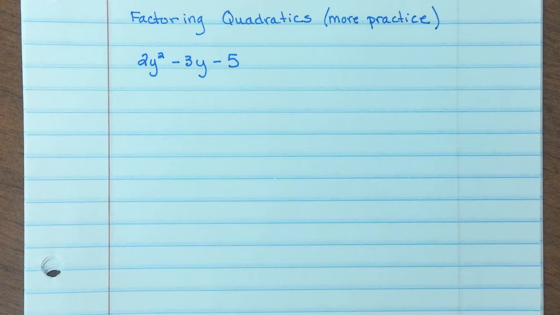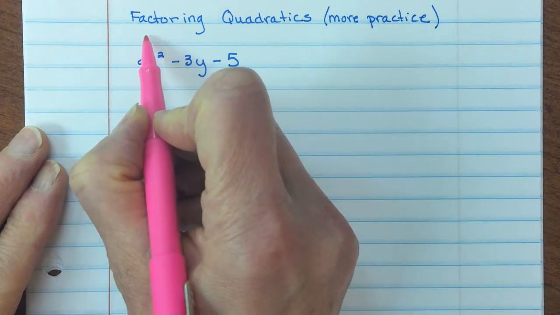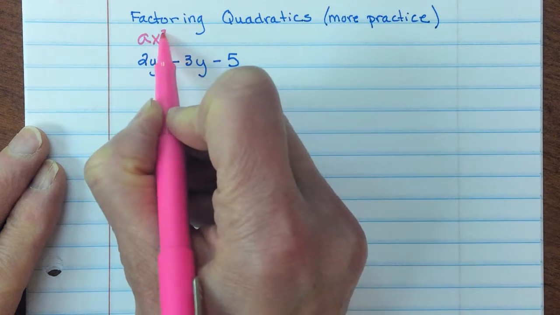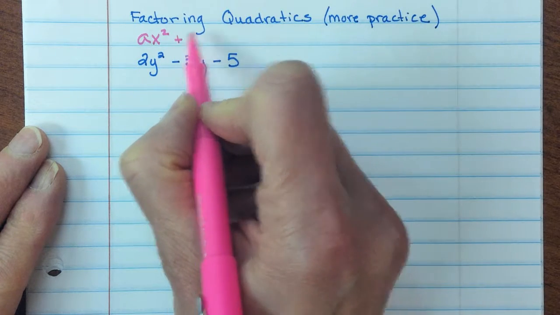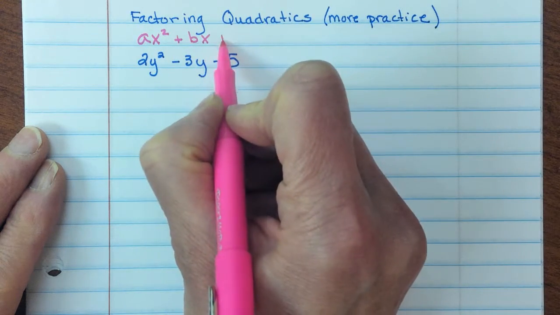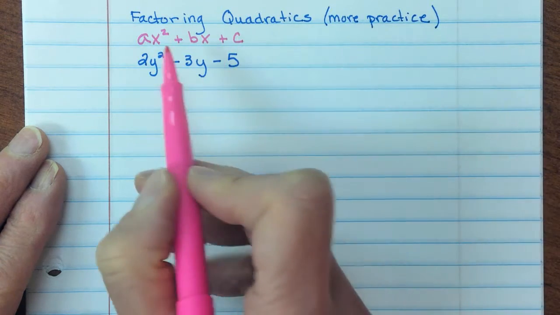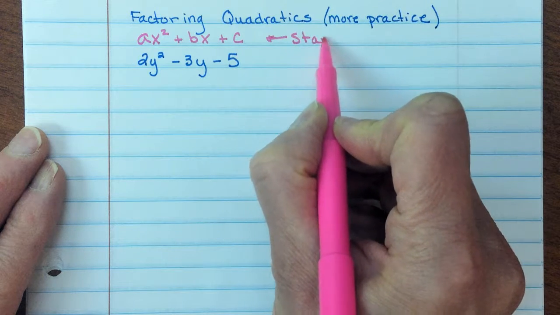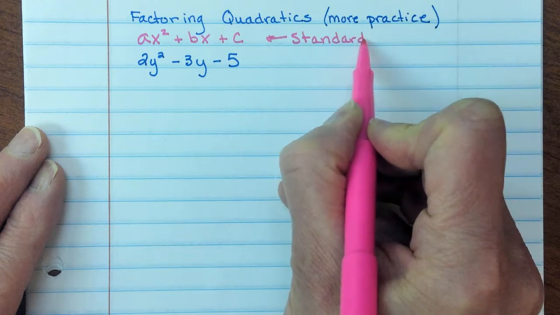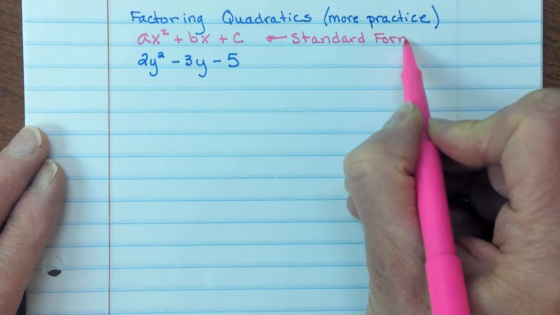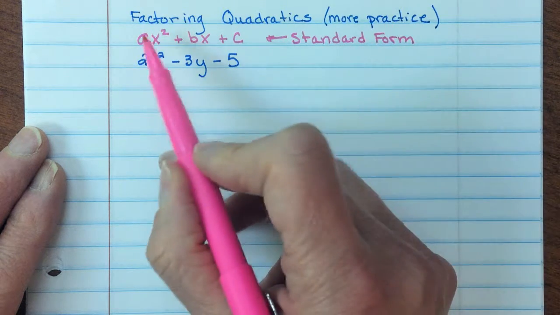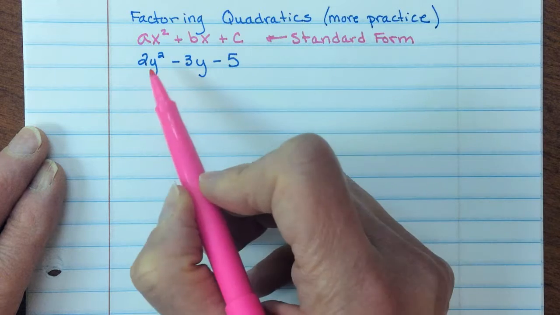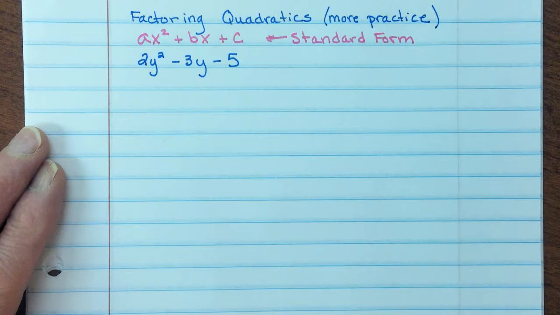We're going to practice factoring quadratics. So I know this is a quadratic because this is in the form of ax squared plus bx plus c. So we need to recognize that this is standard form. In order to factor a quadratic, it must always be in standard form. So that's rule number one.